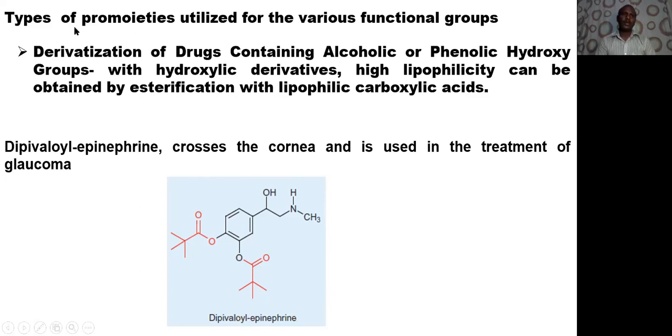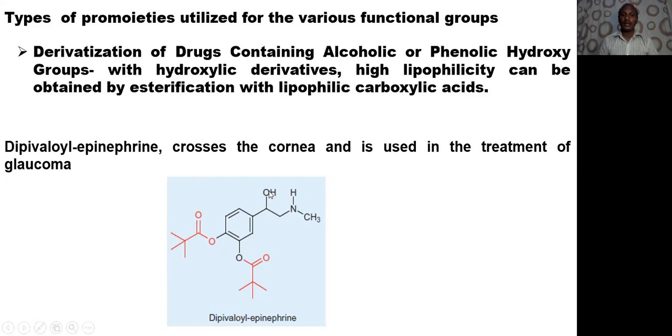So this is one type of moiety used for the various functional groups. What are the moieties we are using here? Carboxylic acid as a moiety, if you have alcohol or phenolic hydroxyl groups. In epinephrine, we have a hydroxyl group here and another here, and to these we can add carboxylic acid and convert the hydroxyl group into an ester functional group, and this increases the lipid solubility.